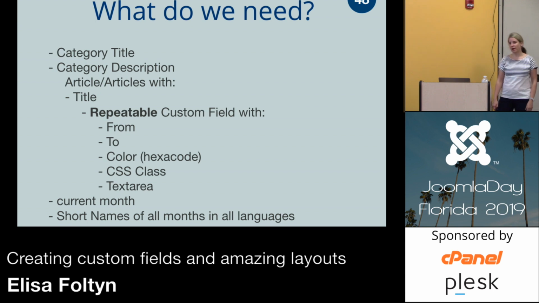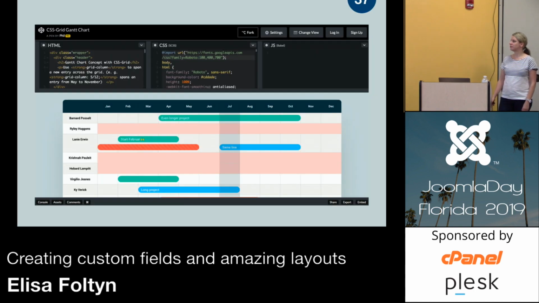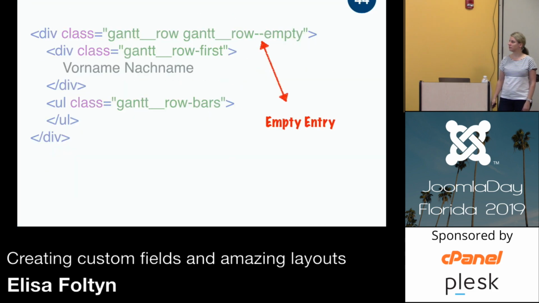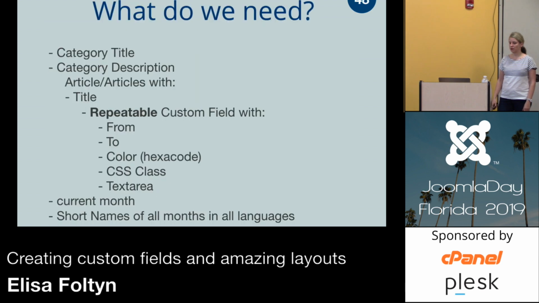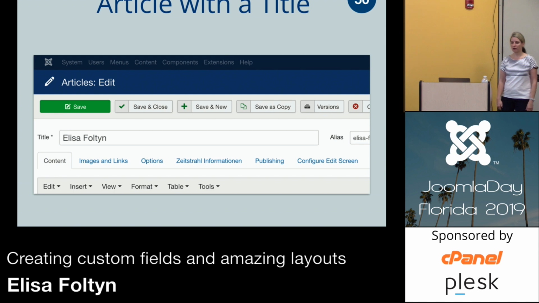We need to know what the current month is, because if you look at the timetable, you see the current month is marked. And if we have a multi-language site, it would be great to have the short names of all months in all languages. So let's do it. We first create a category, name it My Timetable, and write some text in it. And then we create an article with a title, for example, my name.